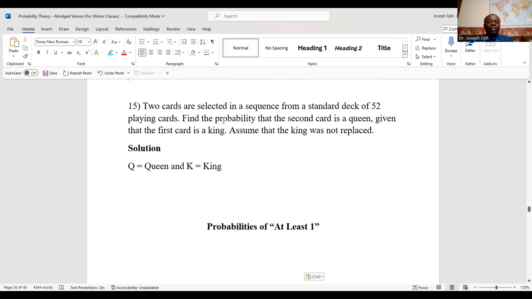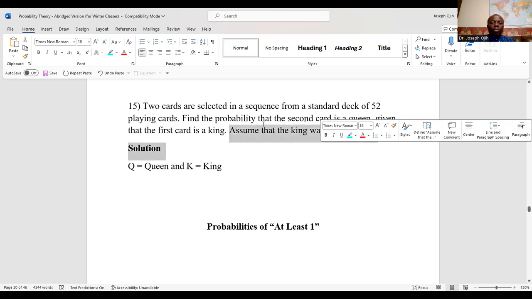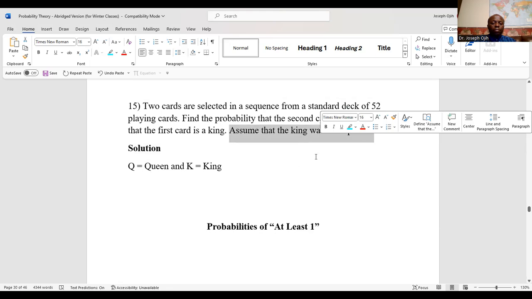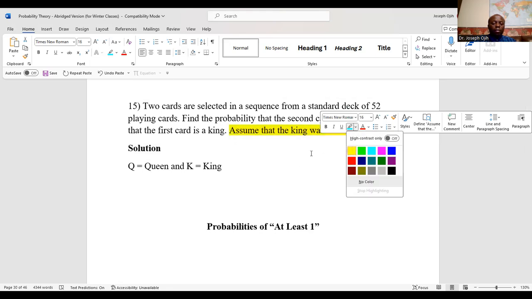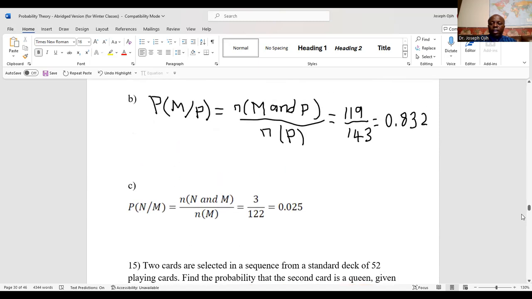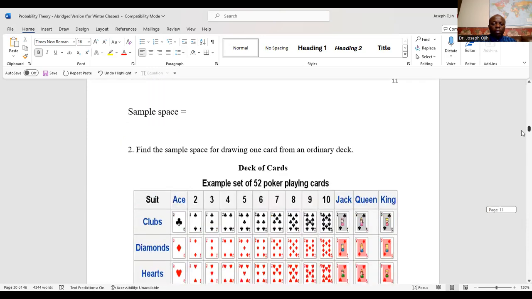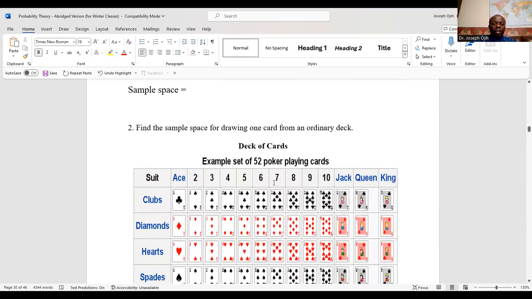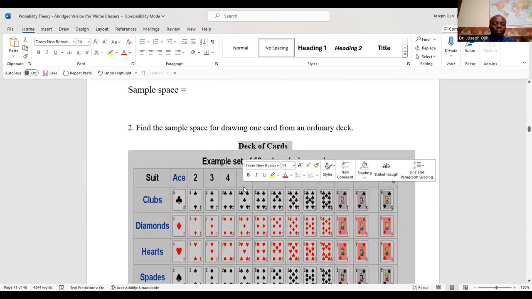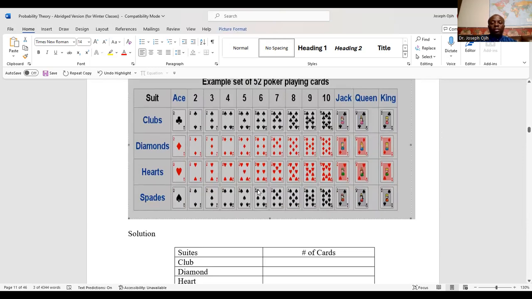It says 2 cards are selected in a sequence from a deck of 52 playing cards. Find the probability that the second card is a queen, given that the first card is a king. Assume that the king was not replaced. If you look at the cards, let me show you the deck of cards again. We have a deck of cards right here, and we're looking at it while we solve that.